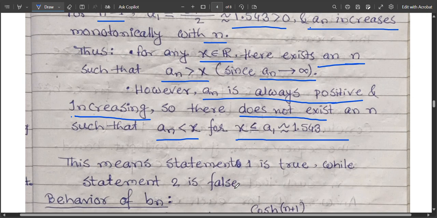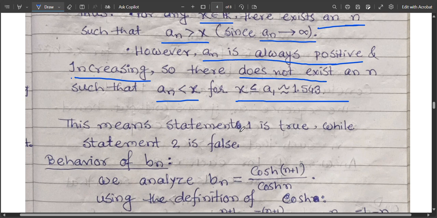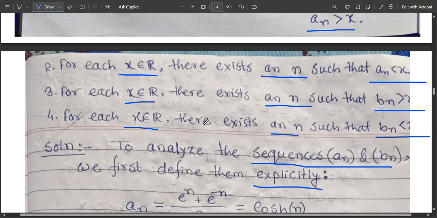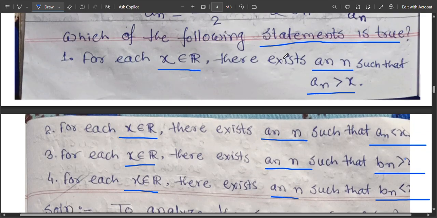This means statement 1 is true while statement 2 is false. What is the meaning of this? This is that statement 1 is true and 2 is false. If I talk about statement 1 and 2, let's see here. Statement 1 is saying that for each x belongs to R, there exists an n such that n is greater than x.